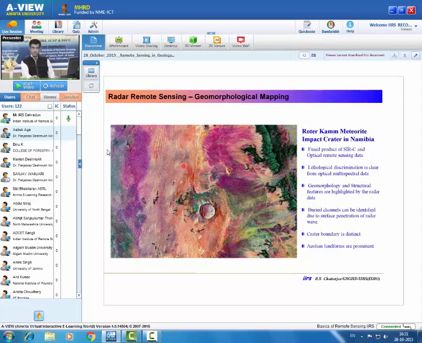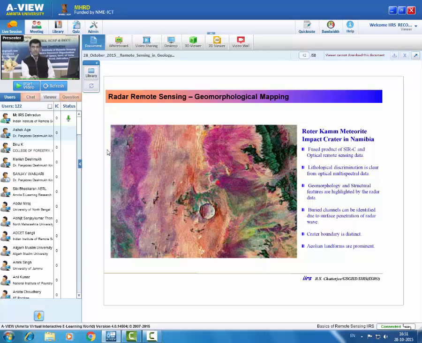Optical data gives mostly the spectral information, whereas radar data gives mostly the surface roughness and shallow subsurface information, because the radar signal can penetrate the earth materials depending on the wavelength. If the wavelength is longer, it can penetrate more. If the wavelength is shorter, then it can penetrate less.